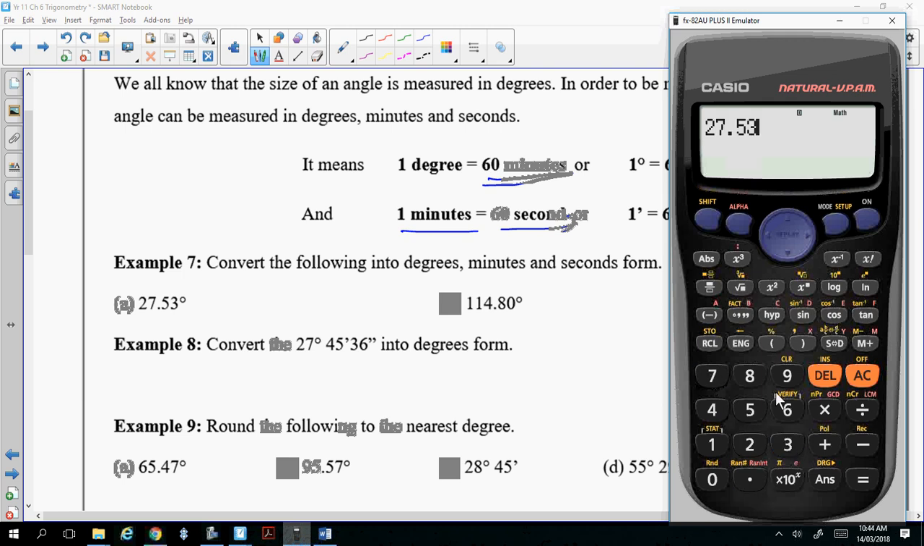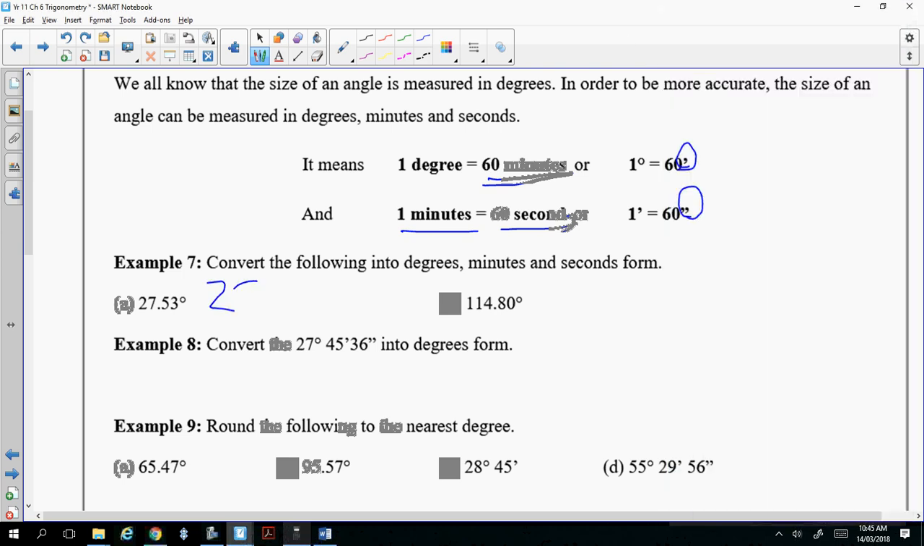27.53 and then press the degree button. See that degree button is this button there with a lot of apostrophes. Press equal. You get 27 degrees, 31 minutes and 48 seconds. Right?